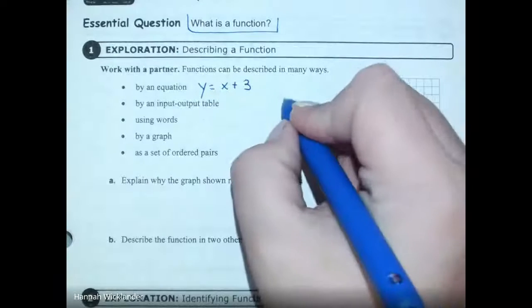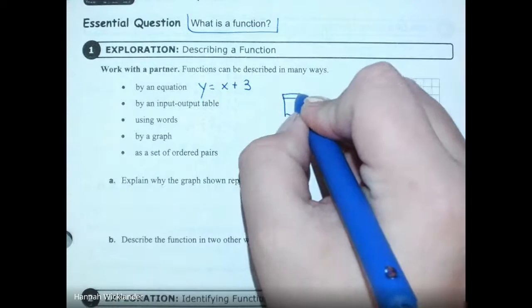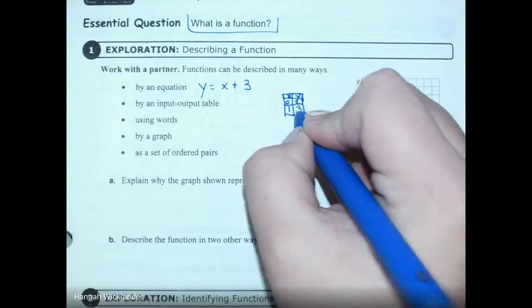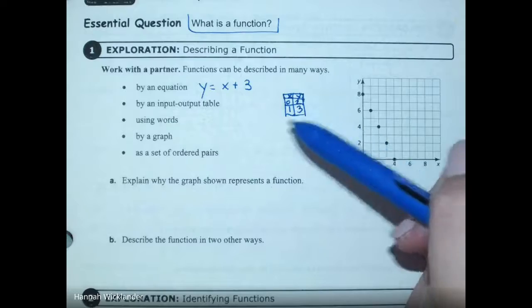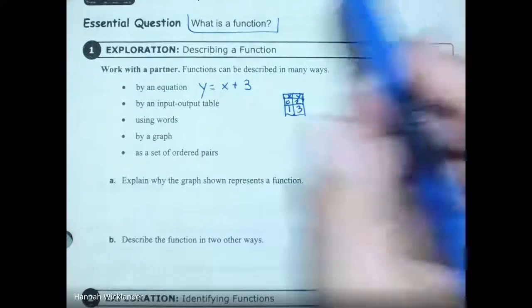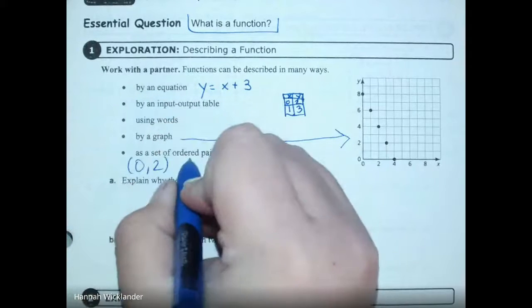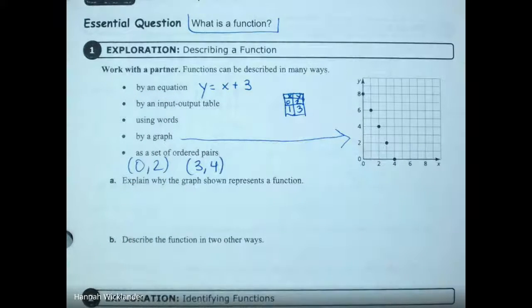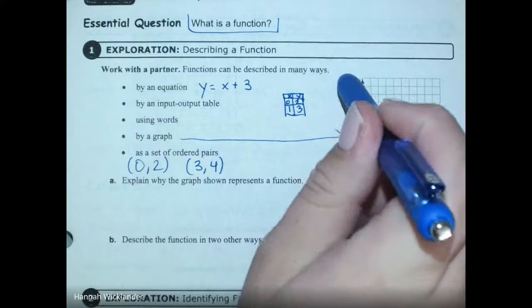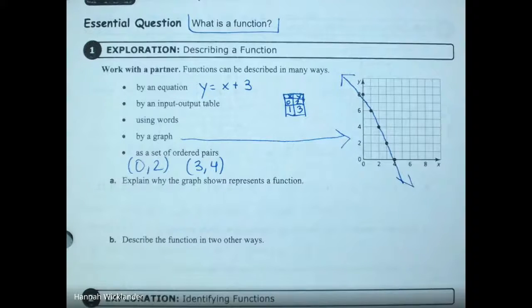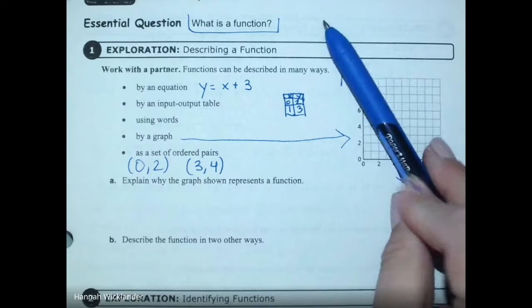By an input-output table, so where it's like this, x, y, and then 0 and 1 and 2 and 3. So that's an input-output table. And then using words, by a graph, or as a set of ordered pairs. So these are ordered pairs. So explain why the graph shown represents a function. So this graph, explain why it represents a function. It represents a function because it's in a straight line.